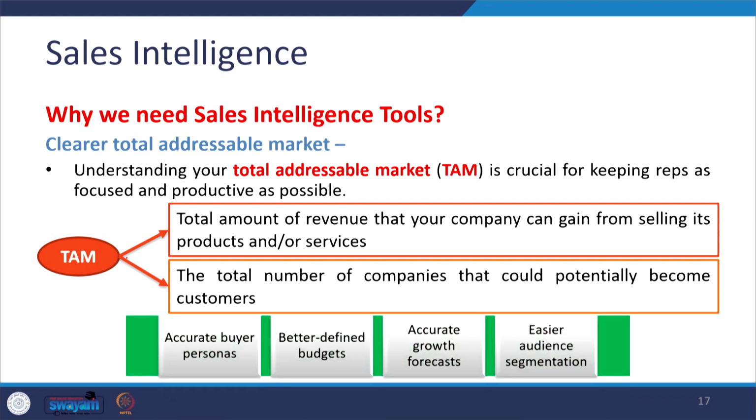So, what this offers is that it accounts for buyer personas. Because of this, you can have better defined budgets, as you are already aware of the total addressable market. You can break down that particular market and its requirements, and accordingly prepare your budgets to approach that addressable market. You can have accurate growth forecasts because you already know the size of your TAM, right? And then easier audience segmentation as well. A sales intelligence tool, by defining the total addressable market, can also help you segment your audience so that you can better prepare and target them.